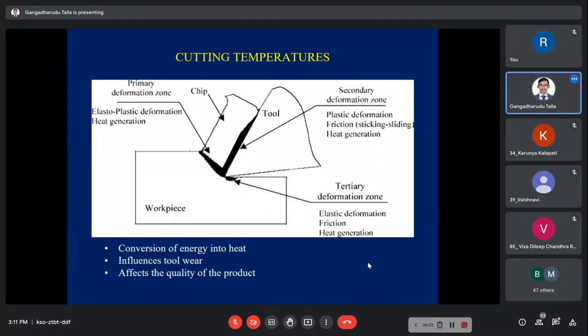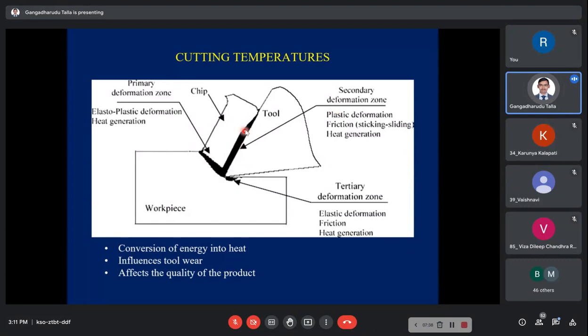Now here we can see different zones. There are 3 during the cutting process. So one is the primary deformation zone, this one here, this black portion. So what is this? Elastoplastic deformation. The material will be plastically deformed, initially elastic deformation, then plastic deformation. And some kind of elastic energy will also be stored in the chip. So this is the primary deformation zone.